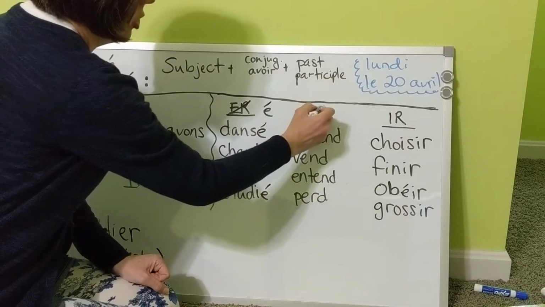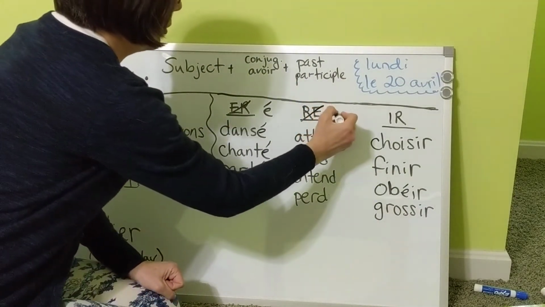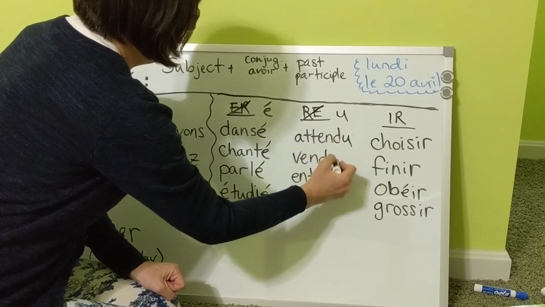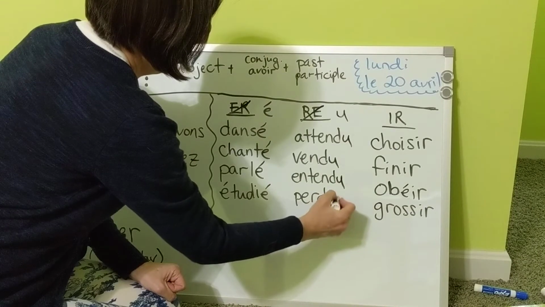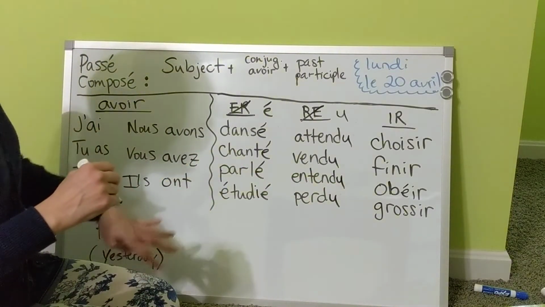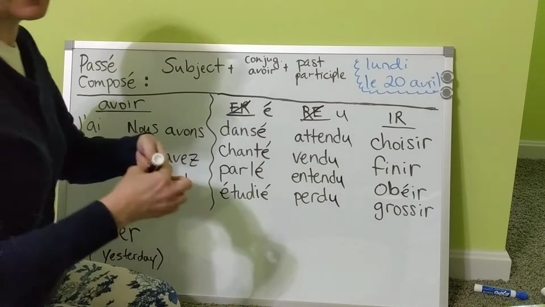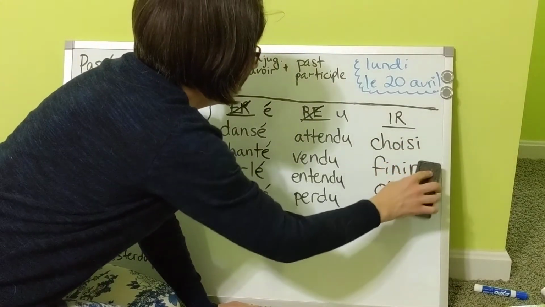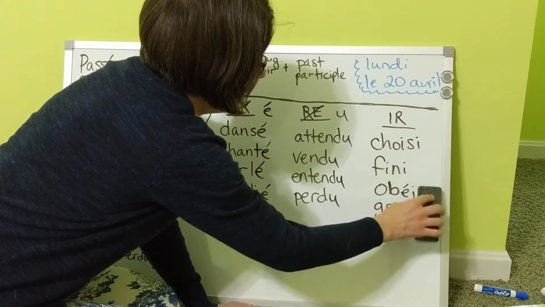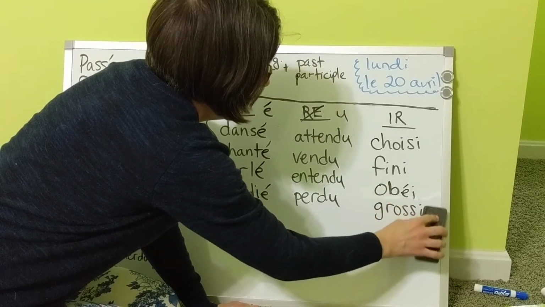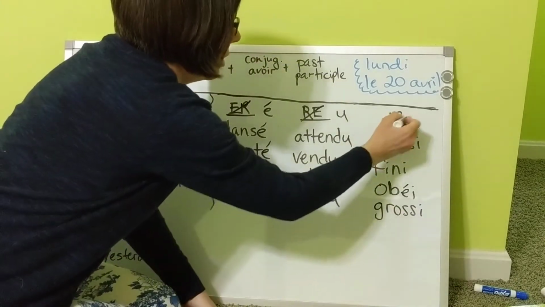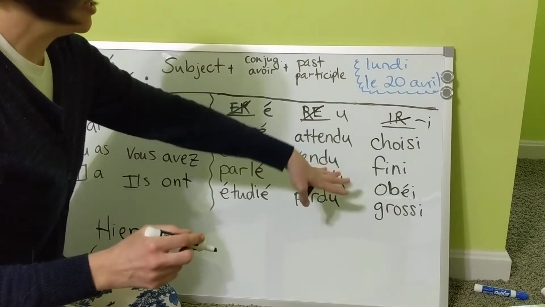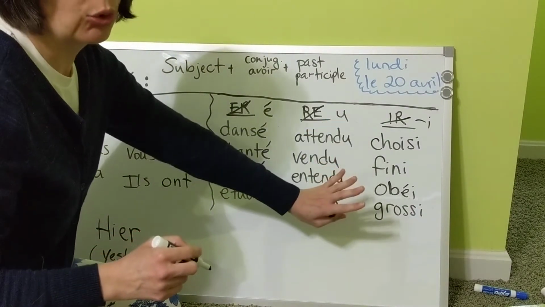For the RE verbs, we're going to get rid of the RE, and we're going to replace it with the letter U. So we're going to have attendu, vendu, entendu, and perdu. Okay. For the IR verbs, that's actually the easiest set. All we have to do is get rid of the R, leave the letter I, and then that's it. You just leave it with the letter I and you're done. And it makes the past participle choisi, fini, obéi, grossi.